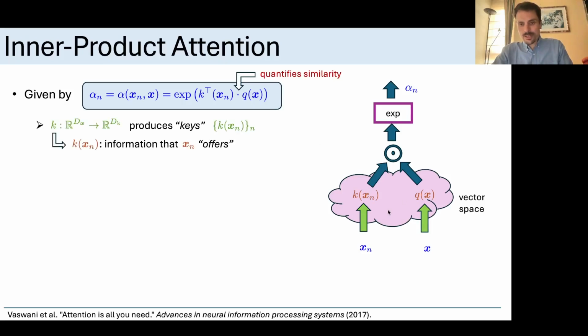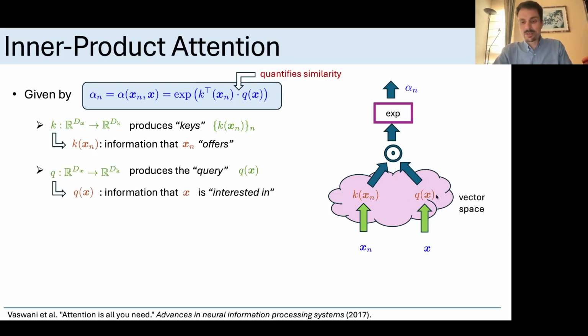So this vector k of xn is typically referred to as a key. And we can think that it encodes the information that xn offers. So it is like a vector that tells us what xn knows about. It tells us the topics where xn has knowledge, let's say. This is the intuition.